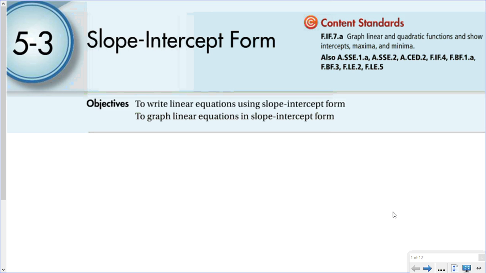Okay, guys, this is 5.3 slope-intercept form. We just need the top one for your objective there. And of course, at any point, ask the sub to pause the video if you can't keep up, but away we go.